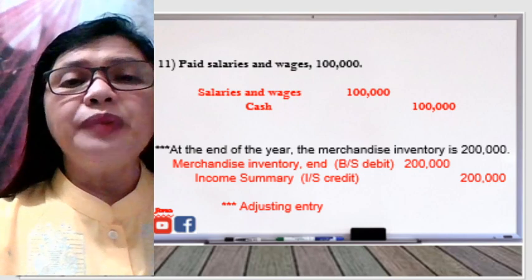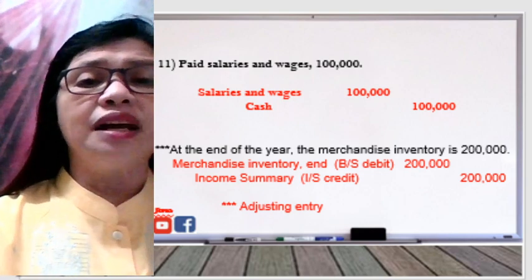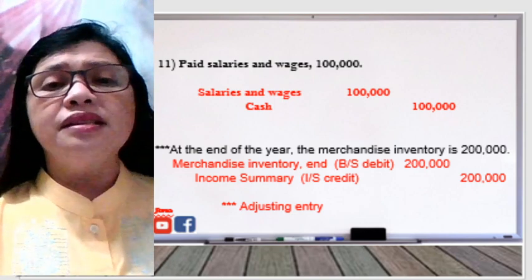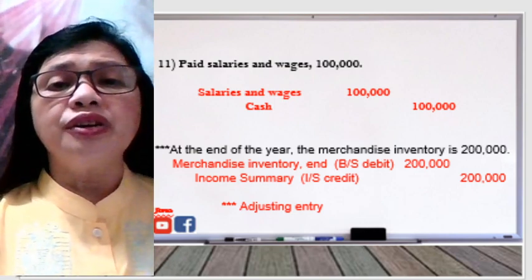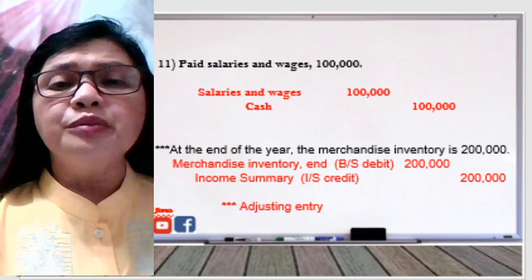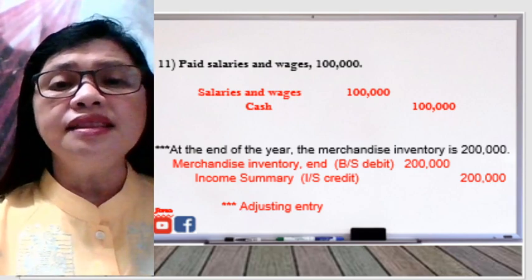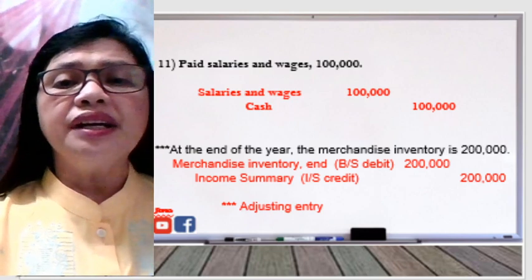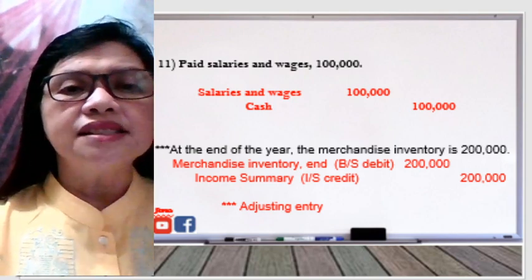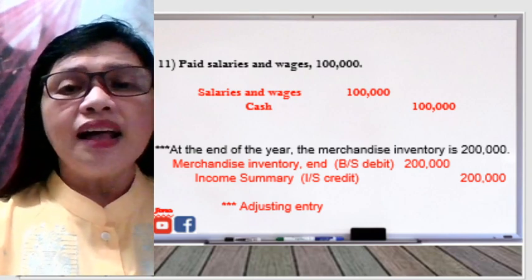Here in number 11, paid salaries and wages, 100,000. So salaries and wages is a normal debit balance because that's an expense account. But because you paid salaries and wages, you deduct your cash account. And at the end of the year, the adjusting entry for the merchandise inventory is 200,000. So you debit merchandise inventory at the end, 200,000. Income summary, 200,000. The merchandise inventory at the end will appear in your balance sheet as a debit and in your income summary, in the income statement as your credit.